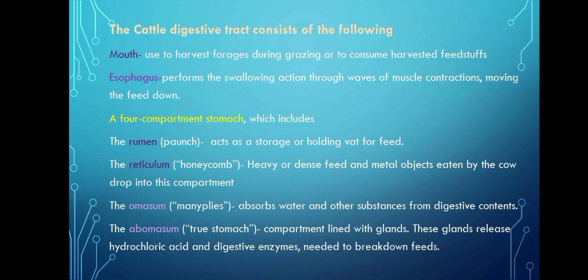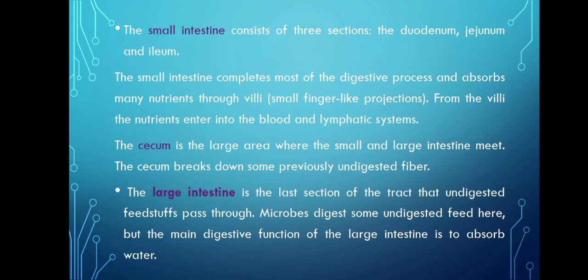The abomasum is the true stomach of the ruminants, a compartment lined with glands. These glands release hydrochloric acid and digestive enzymes needed to break down feed. The small intestine consists of three sections: the duodenum, jejunum, and the ileum. The small intestine completes most of the digestive process and absorbs many nutrients through villi. The villi are small finger-like projections. From the villi, the nutrients enter into the blood and lymphatic system.